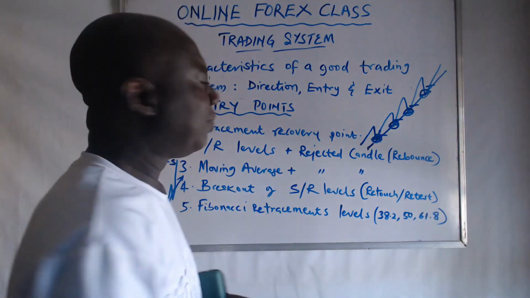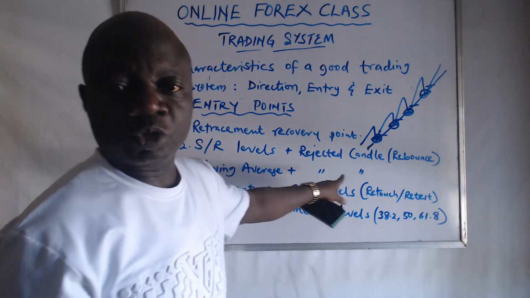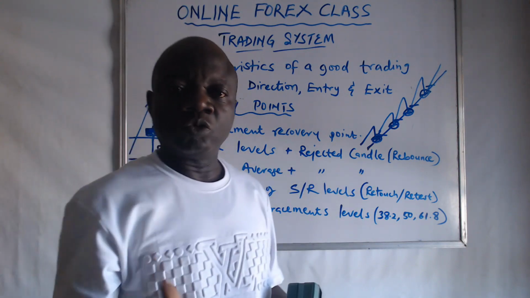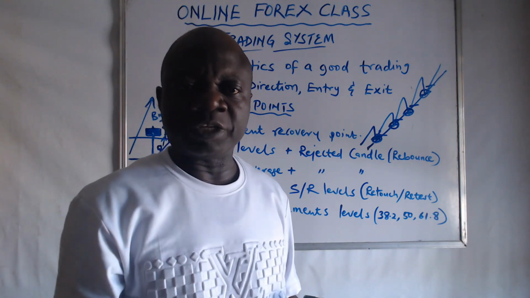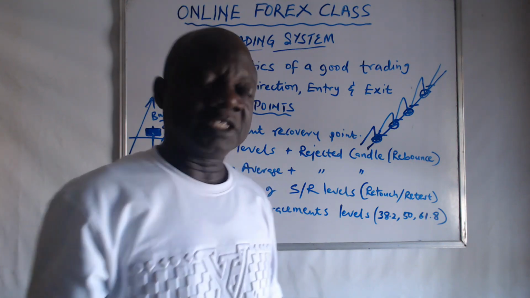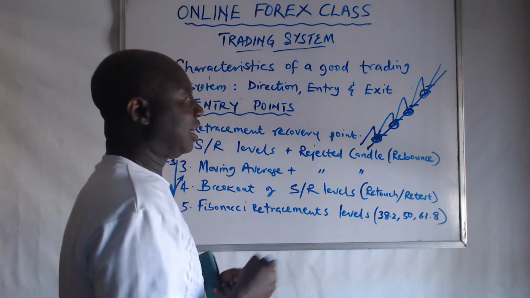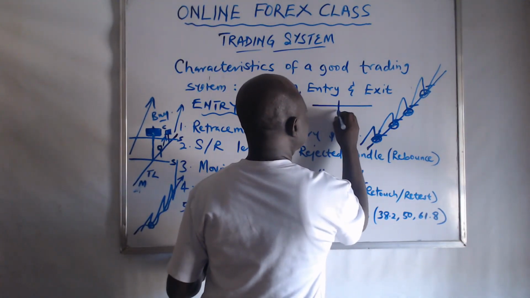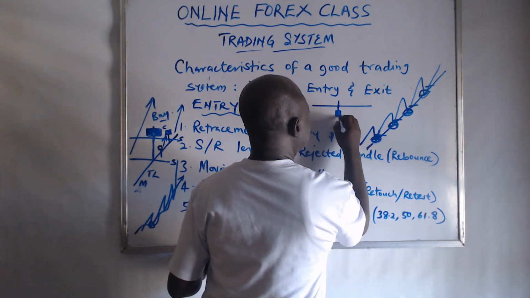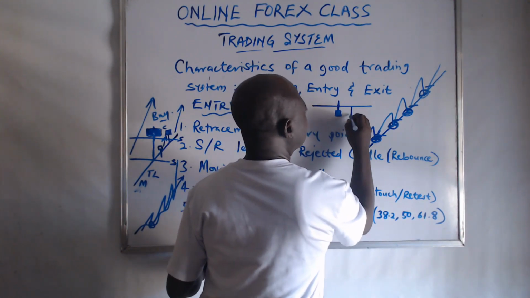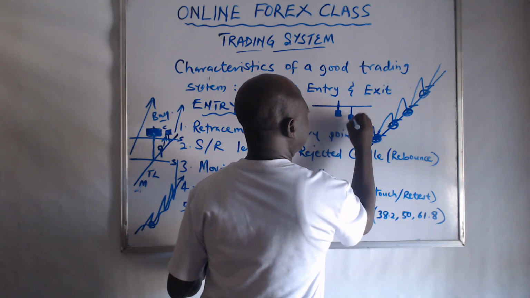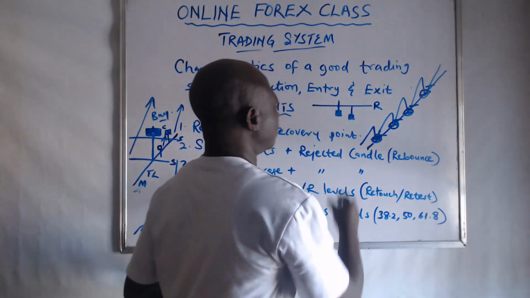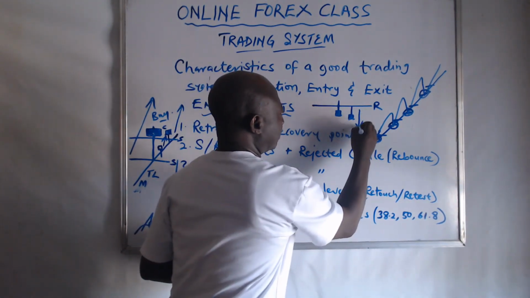And then when we are talking about this support and resistance level plus rejected candle, it depends on the kind of market you want to enter, whether it's a buy trade or sell trade. If it's a sell trade, that means we are looking at the resistance level. So the price slashes through or just bounces back from this, which is going to be the resistance level. So like that, and we are coming down to sell.